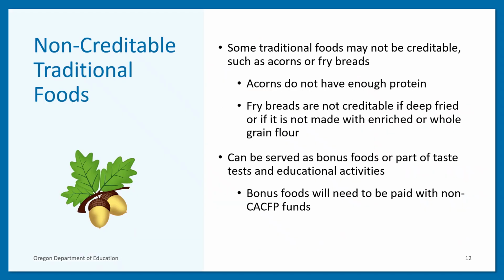There are some traditional foods that may not be creditable, such as acorn or fry breads. Acorns are not creditable since they do not contain enough protein and would not be considered a creditable meat alternate. The fry breads would not be creditable if they are deep fried or if they were made with non-enriched or non-whole grain flour.